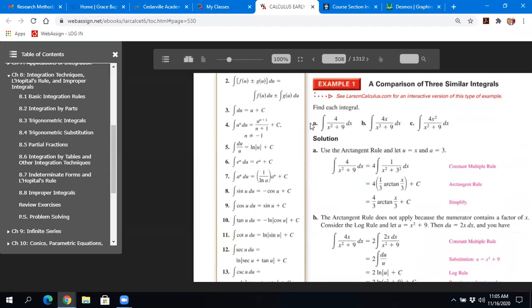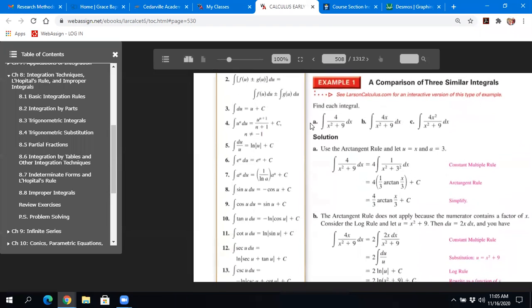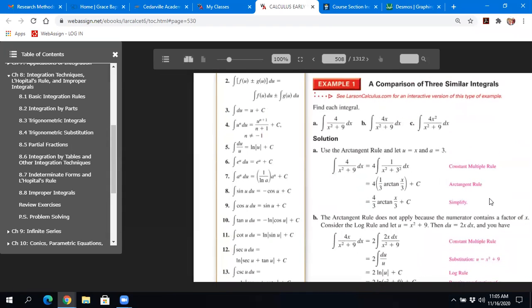To see the sorts of things we had to do, I think this first example is instructive. The very first example in the section says a comparison of three similar integrals, where all that's happening with these three integrals, A, B, and C, is you're simply going from 4 to 4x to 4x squared in the numerator, and the denominator is staying the same.